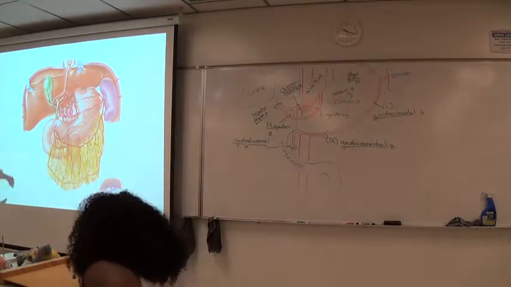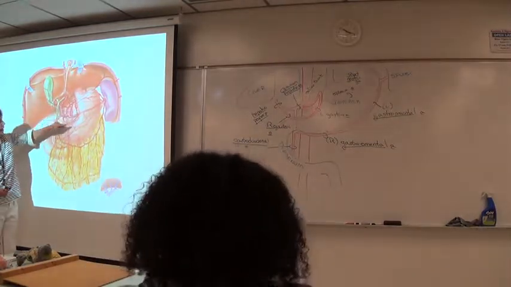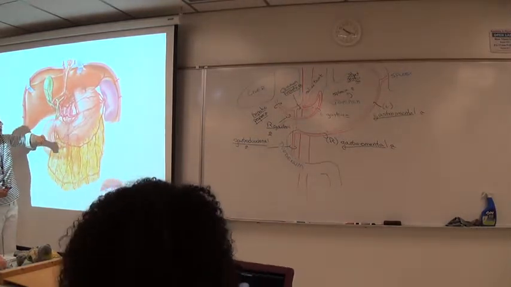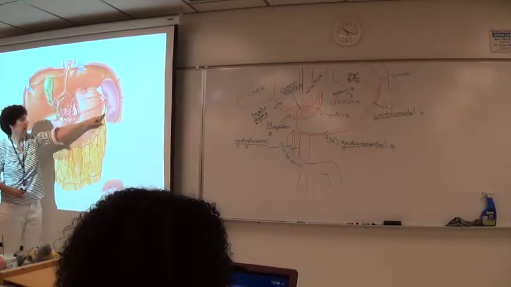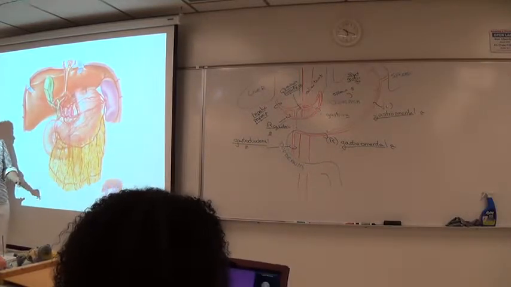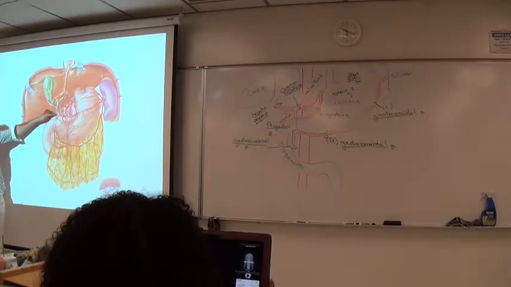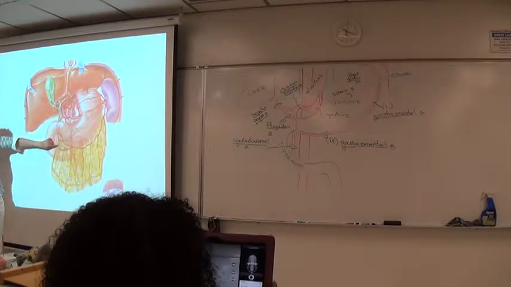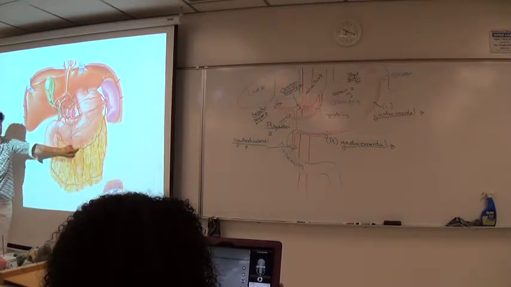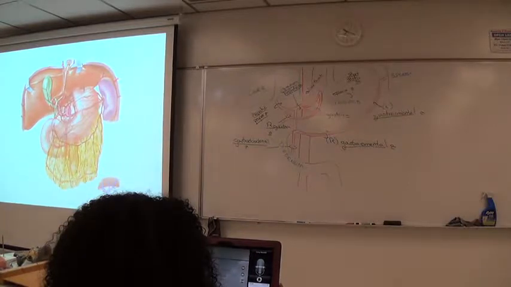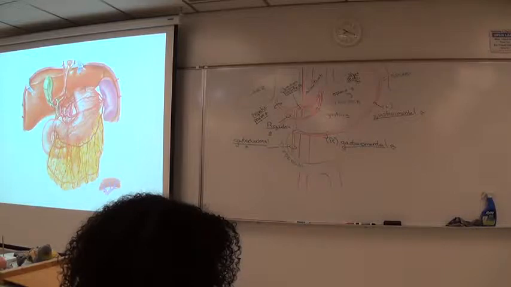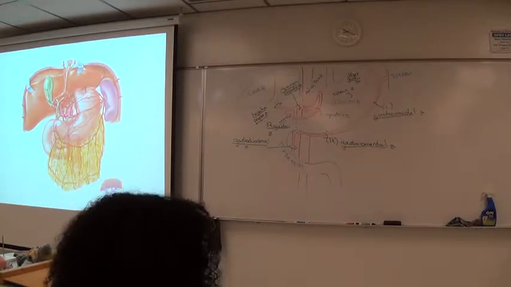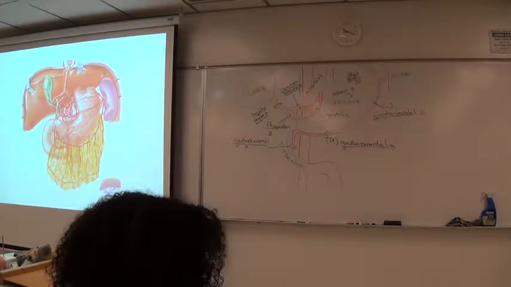Same image is shown here again. Left gastric, right gastric, splenic giving off the short gastrics and the left gastro-omental, gastroduodenal giving off the right gastro-omental. So the splenic gives branches to the pancreas, the gastroduodenal gives branches to the pancreas.